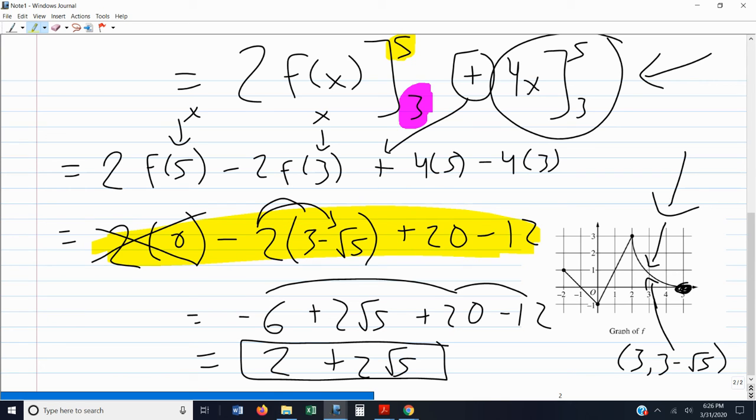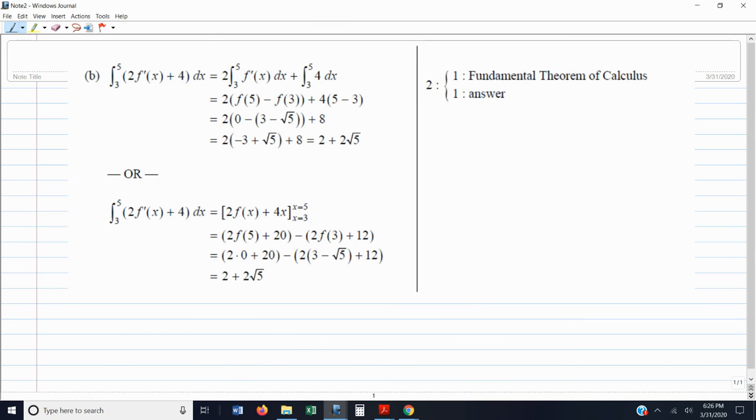So that is it for that question. The rubric is right here. So you got a point for the FTC, which was the antiderivatives, and then a point for the answer. And I am just repeating that you are allowed to stop there if you wanted to. And our answer looked a little bit different when we got to that point, but ours was right. You can see the final answer here.